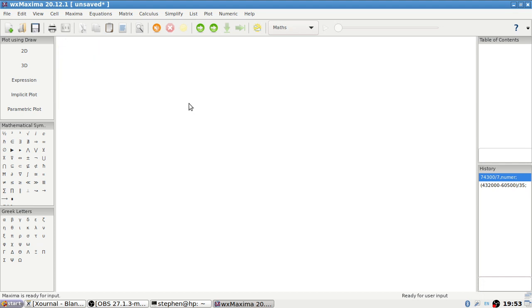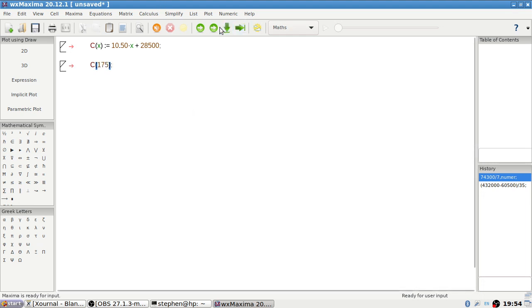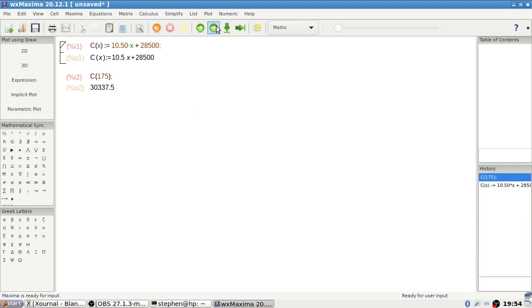109 now. The total cost C to produce a certain item is modeled by the function C of x equals 1050 times x plus 28,500. Determine the cost to produce 175 items. So that's 30,000 approximately. That is 109. Yep. Okay. All right. 110 now.